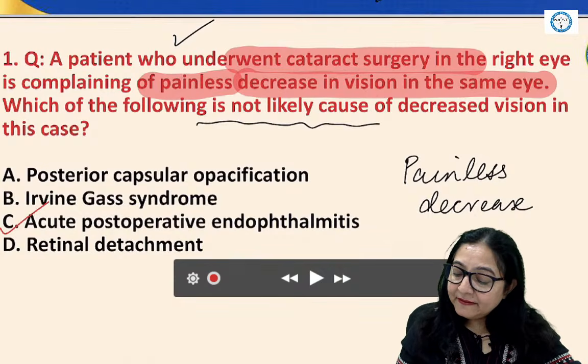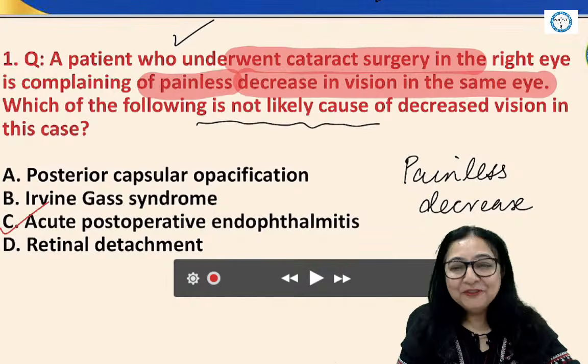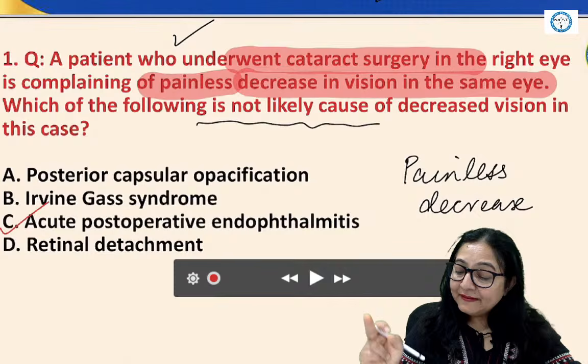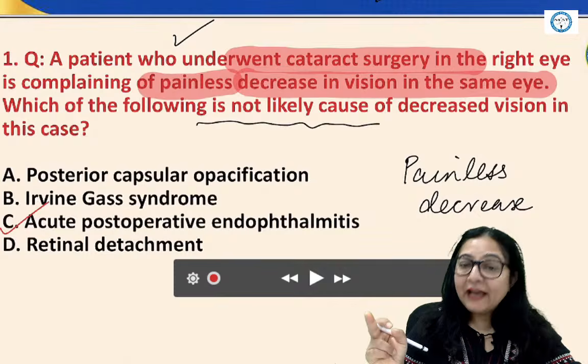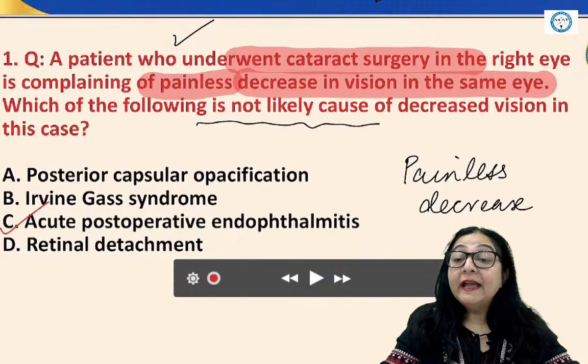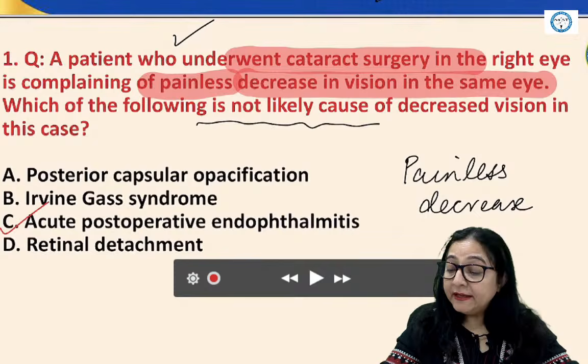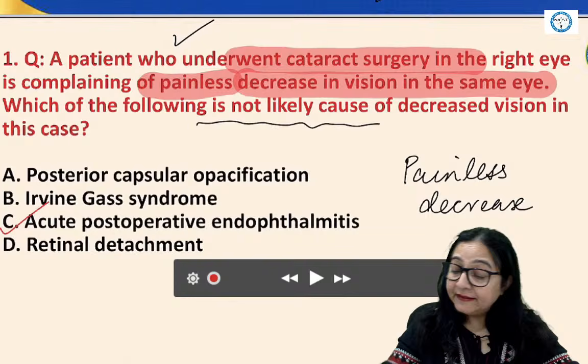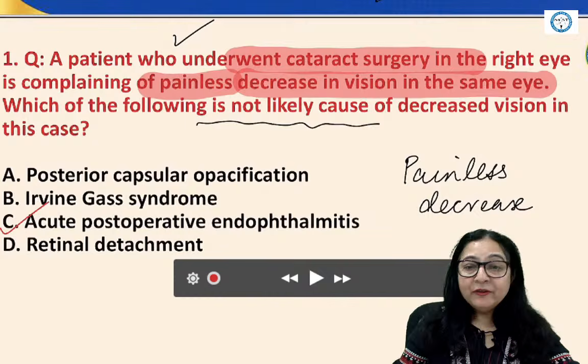Yes, very nice. When it is within 1 week, within 7 days, we call it acute endophthalmitis. When it is more than 7 days, then it is called chronic endophthalmitis. Then Propionibacterium and fungi are the main causes. Absolutely right. Okay, let's move on to the next question.